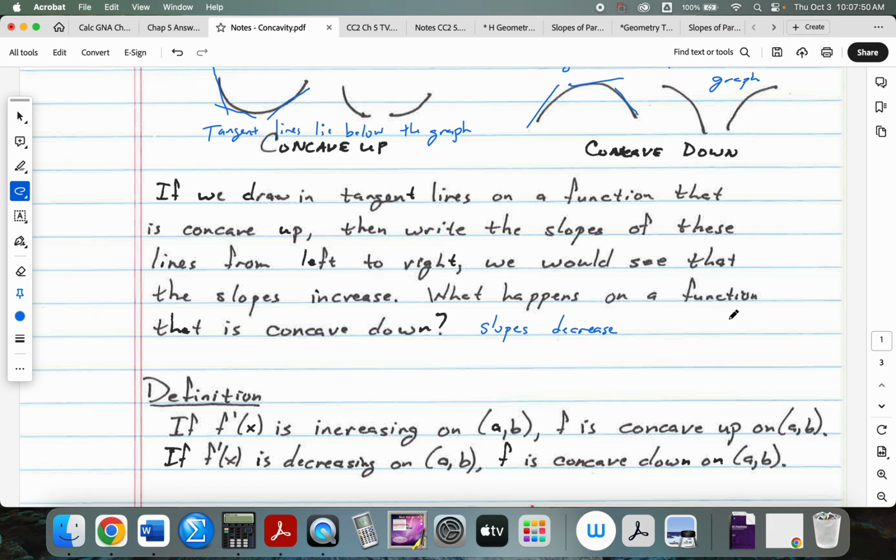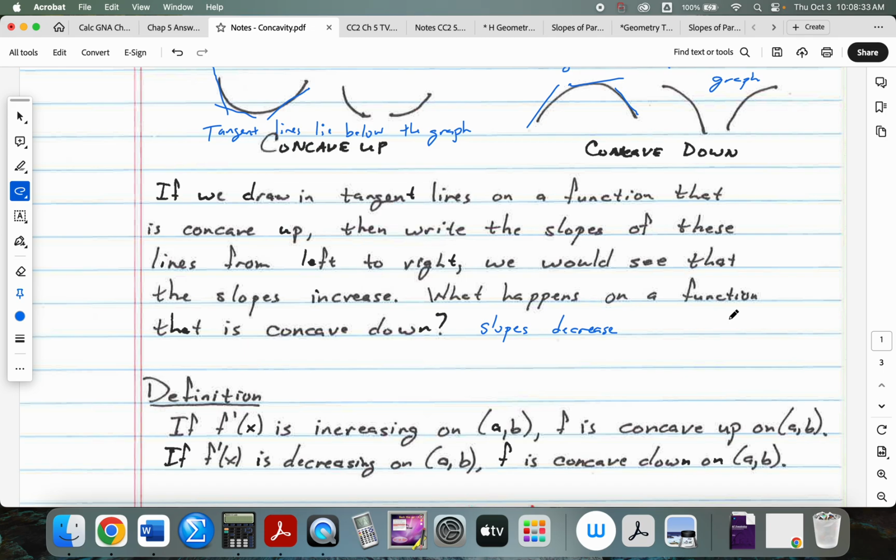Okay, and it's important to know the definition. If f prime of x is increasing on an open interval from a to b, then f is concave up on the open interval from a to b. So if f prime is increasing, the slopes are increasing, then f is concave up. If f prime is decreasing on the open interval from a to b, f is concave down on that same open interval. That's the definition of concavity. Okay, it has nothing to do with what the graph looks like. All that's true, but this is the definition.